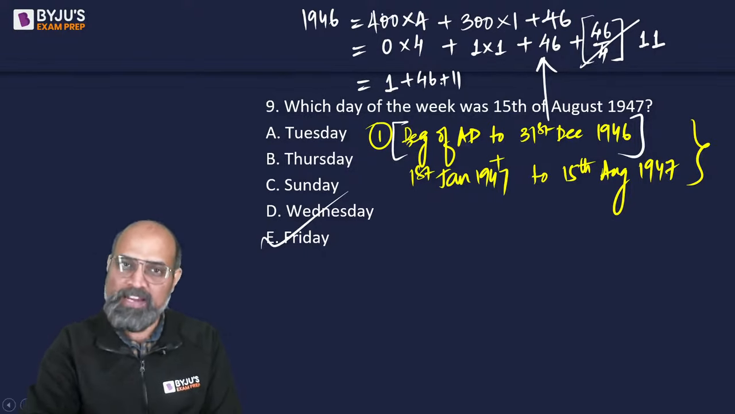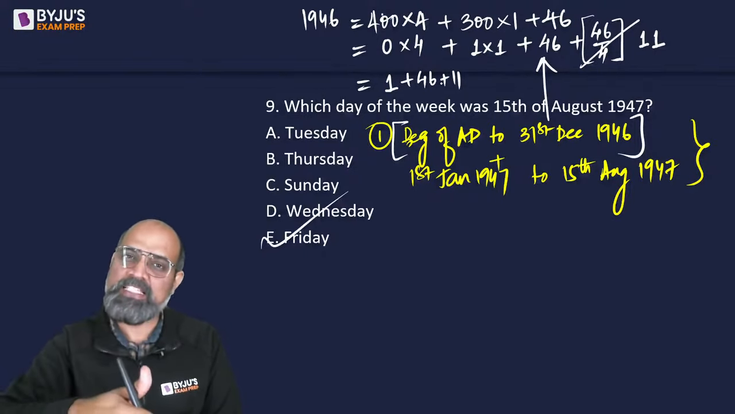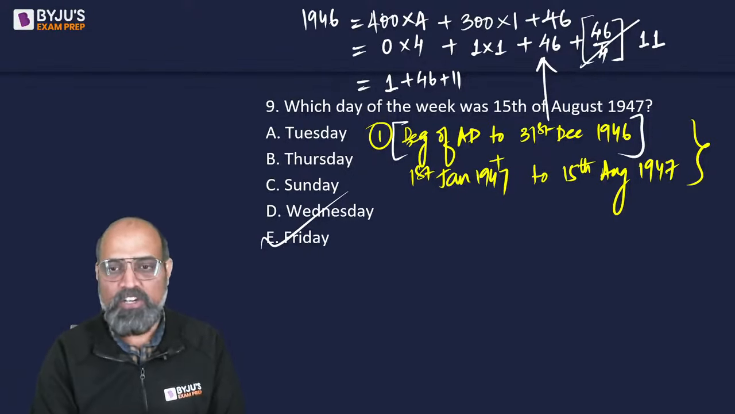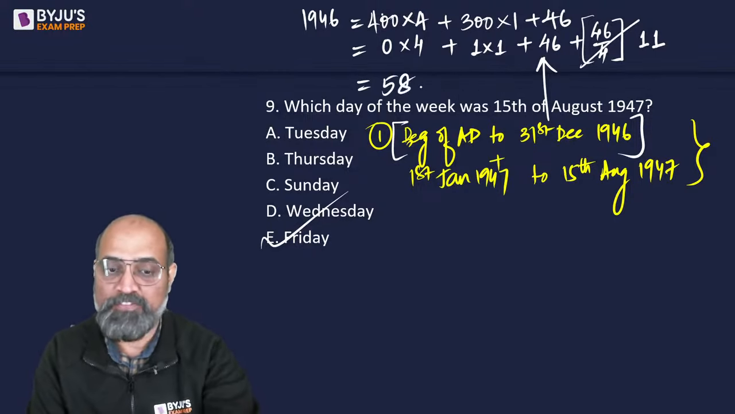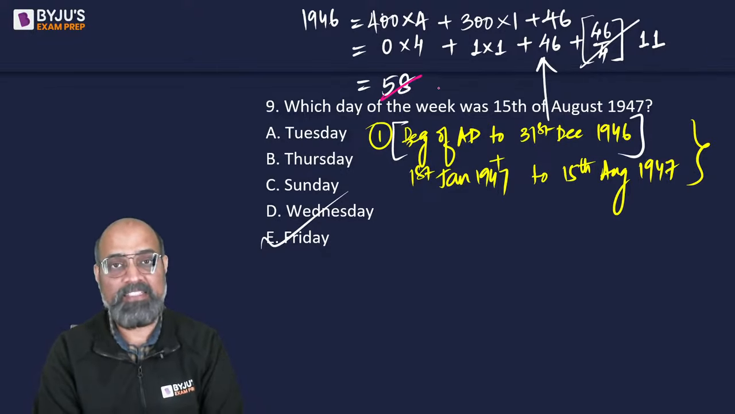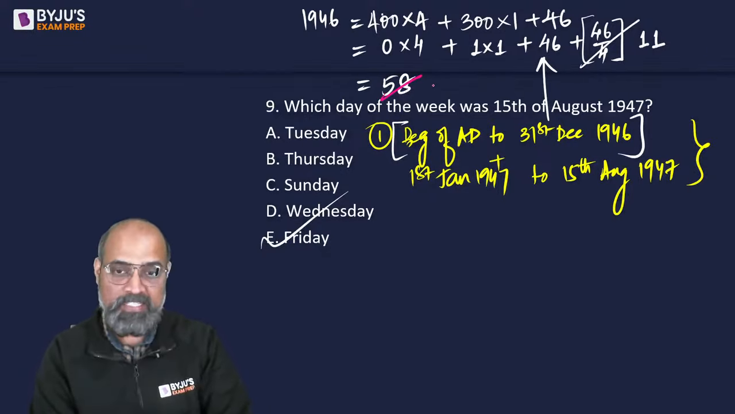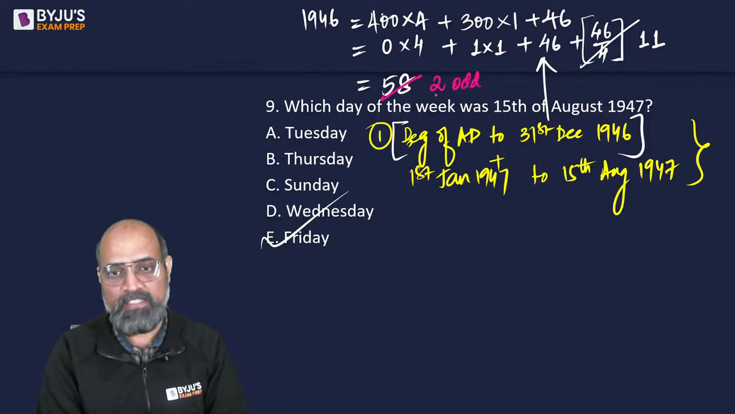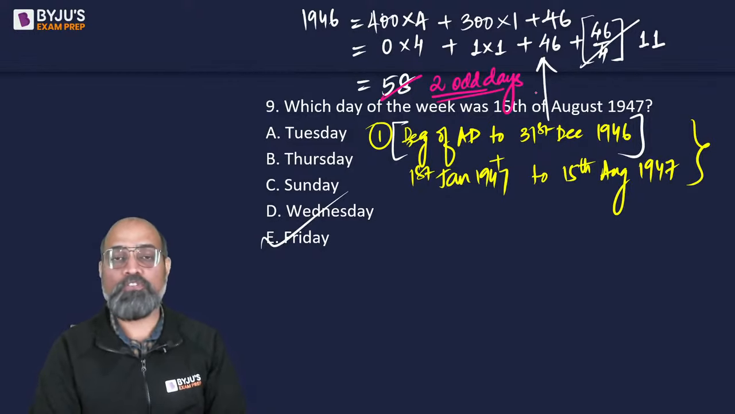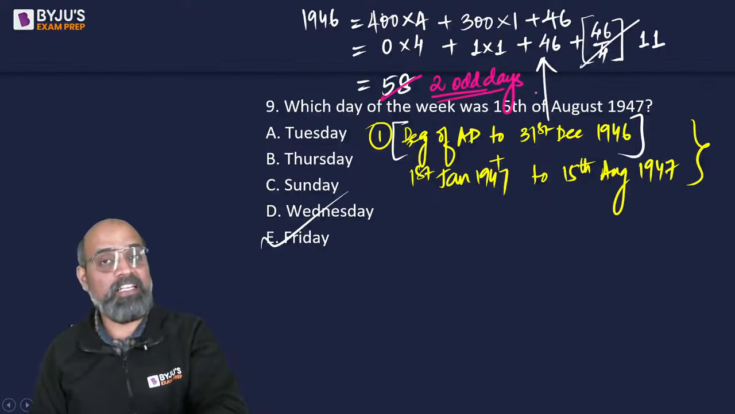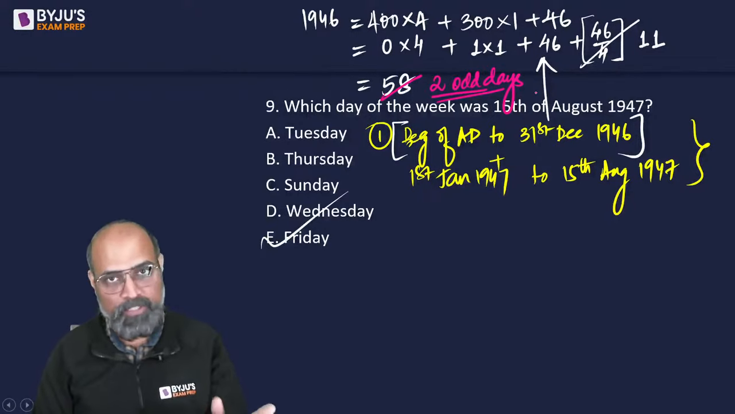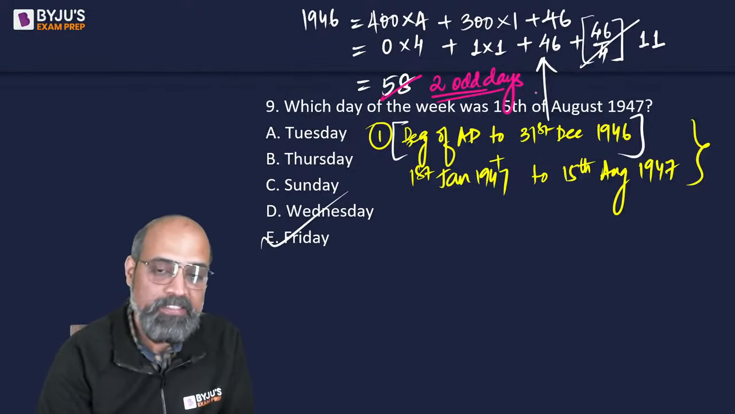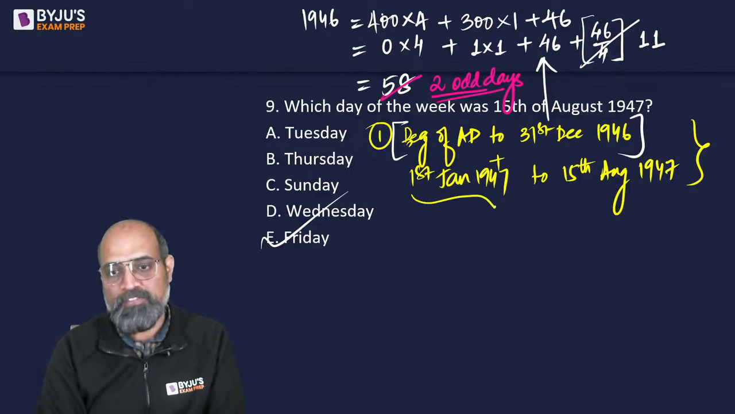You can add them or find the remainder by dividing these by 7 and then add. Doesn't matter. So if I add this, this is 47 plus 11, which is 58, right? So I will straight away write 58, and 58 can be treated as going up to 56 in the table of 7. So can we say 2 odd days? So from the beginning of the Gregorian calendar until the year 1946, the last date, 31st December, there will be only 2 odd days. The next step is we will go from 1st of January to 15th of August.